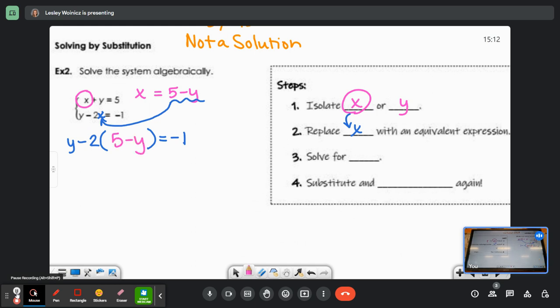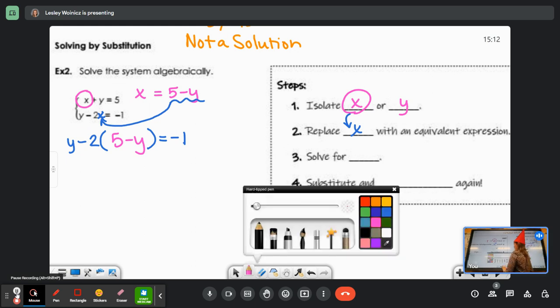You see what just happened? Now I made a hybrid equation that has the two equations combined, but there's only one variable in it. I got rid of all the x's. And we know how to solve this, right? So now we're going to solve for y.